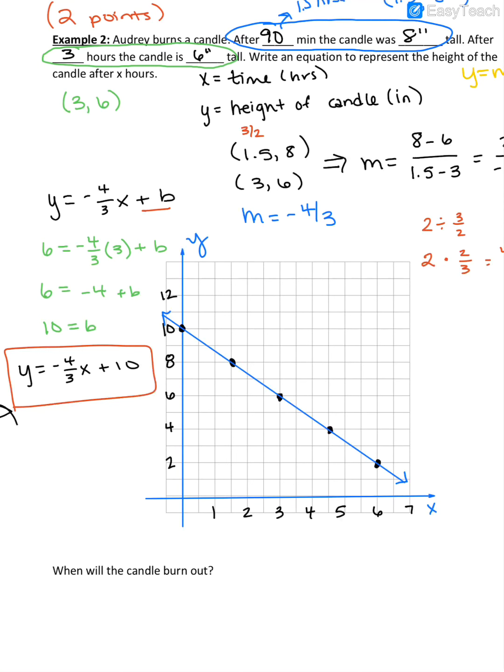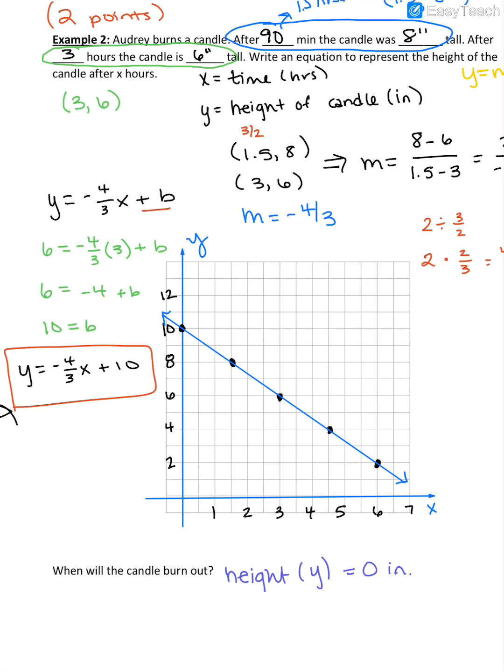Okay, so I went ahead and connected those points. Here's my line. And then it says, when will the candle burn out? What would you know happens when the candle burns out? That's when the height reaches 0. So the height, which is your y, based on how we defined our variables up here, is 0 inches. That's when the candle will run out.